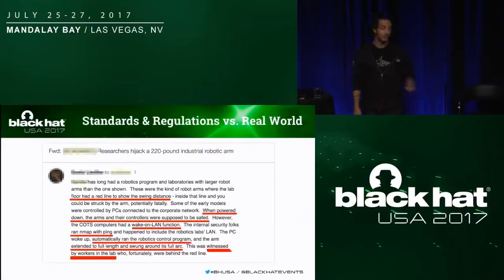This mail was a follow-up to our report, and a researcher described an incident where they were running a security scan of the network, just a normal nmap ping scan, and one of the packets happened to wake up the PC that was controlling the robot. The robot started swinging at full speed, and the only physical safeguard that was there was just a red line drawn on the floor.